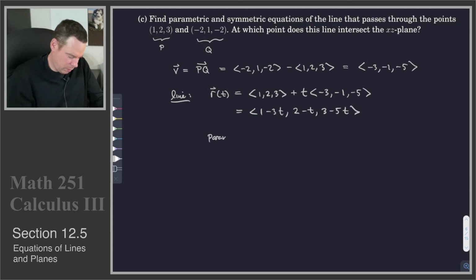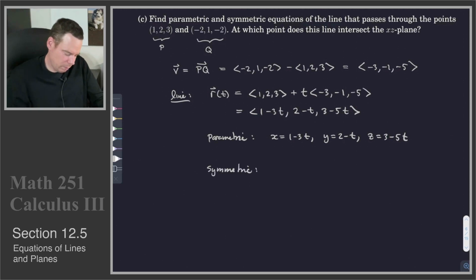And then in terms of parametric equations, the parametric equations are x is equal to 1 minus 3t, y is equal to 2 minus t, and z is equal to 3 minus 5t. The symmetric equations we get by just solving each of these equations for t and then setting them equal to each other. So this will be x minus 1 over -3, that's equal to y minus 2 over -1, which is equal to z minus 3 over -5. So there's our symmetric equations.